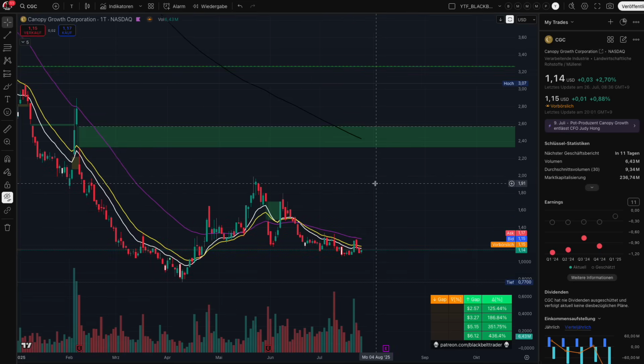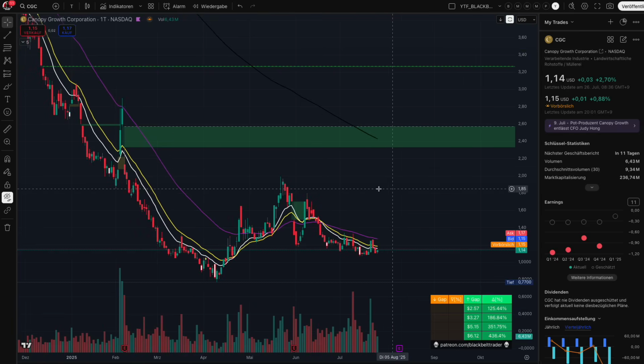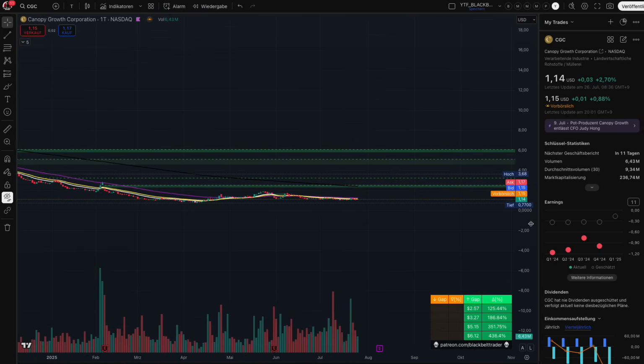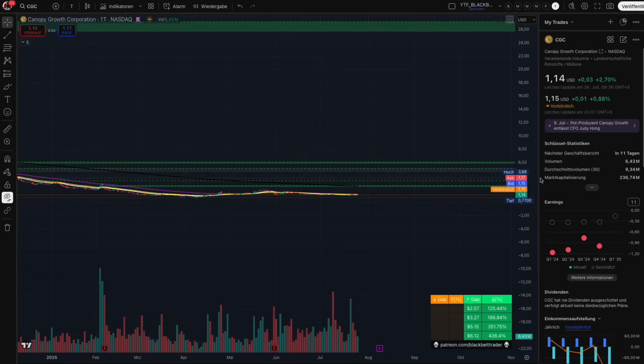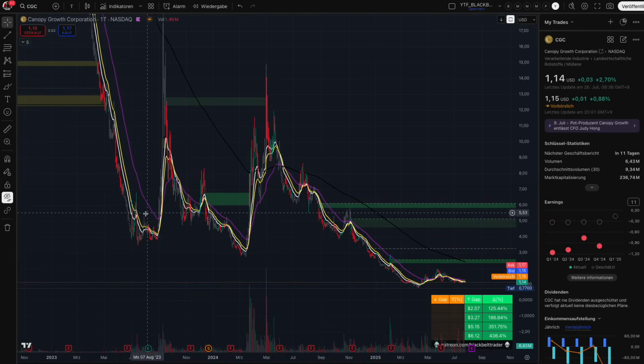Yeah, my friends, when we start with the blank chart, before I show you the drawings, we can already see that we have a couple of open gaps. In total, of course, we have open gaps even back to the $20 range when we zoom out. But yeah, Canopy Growth is a stock which can squeeze. We know that already from the past.